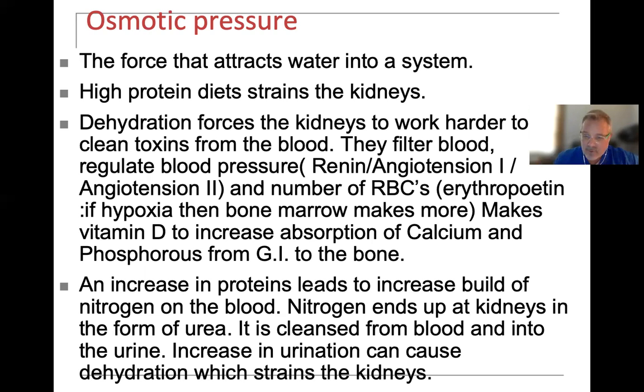When there's an increase in protein, that leads to the buildup of nitrogen in the blood. Nitrogen ends up in the kidneys in the form of urea, and urea has to be cleansed from the blood. It goes into the urine. Now the body's going to increase urine formation, and you're going to clear out these toxins from the body. At the same time that you're clearing out the toxins, you're losing water, you tend to become dehydrated, and that could put a lot of strain on the kidneys. So hydration is really, really important. General rule of thumb is, you take your body weight, cut it in half, and drink that in ounces.